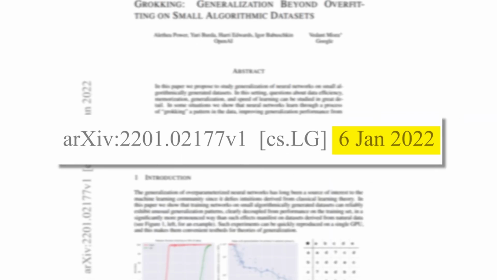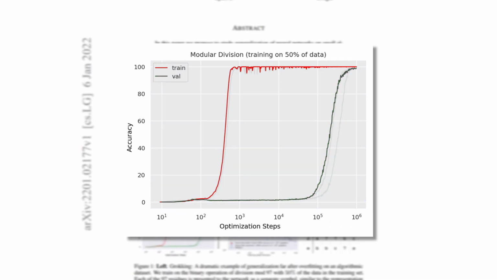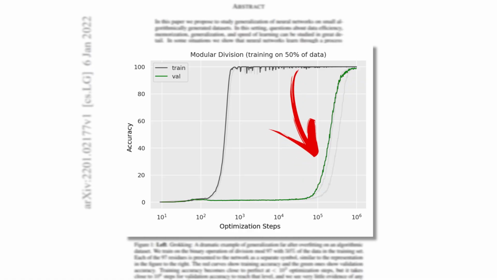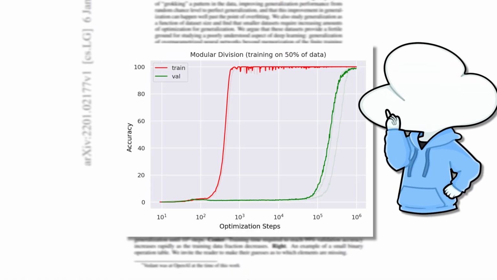This phenomenon was first observed in 2021, where researchers found out that long after the training data is fitted, the validation would start to increase seemingly out of nowhere. Well, it certainly is overfitting, but it's not really the same.